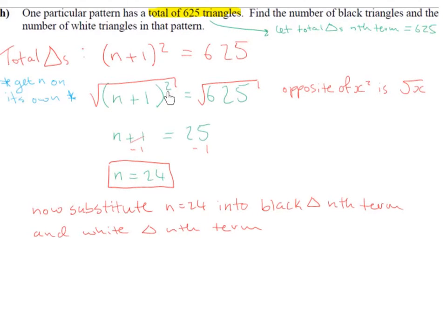So to get rid of that squared part, we're going to have to square root both sides, because the opposite of x squared is the square root of x. The square root will cancel out the squared, leaving us with n plus 1. And the square root of 625 is 25. Then we minus 1 from both sides to get rid of that plus 1. And n is going to be equal to 24, because 25 minus 1 is 24. Now we have to substitute n equals 24 into the black nth term and the white nth term formulas.